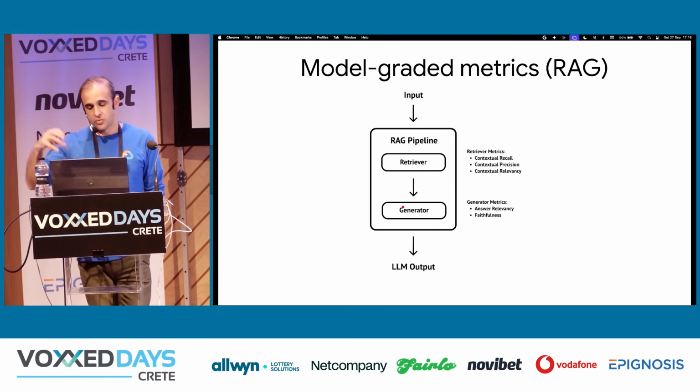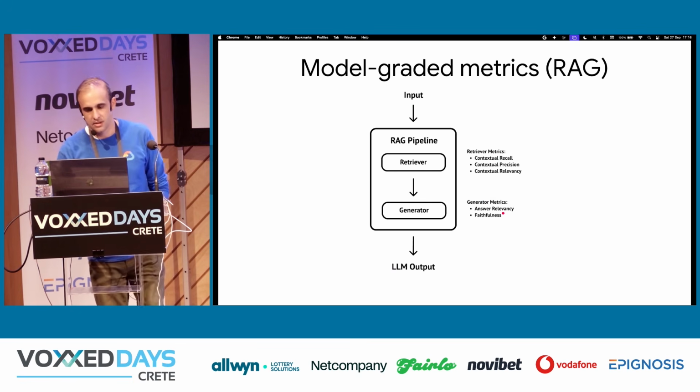And then once you retrieve them, you pass them to the generator, and that's the piece that generates the actual output, right? So that's the RAG pipeline. And for each piece, you have different metrics that you can measure, and we'll go through them, the retrieval metrics and also the generator metrics.